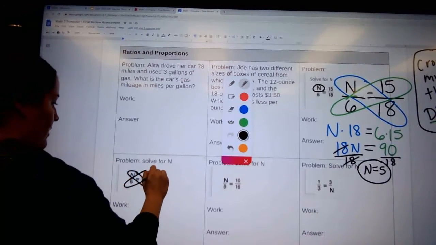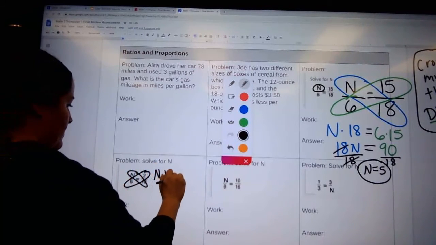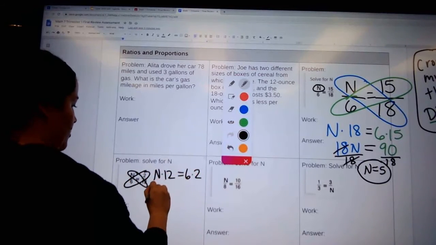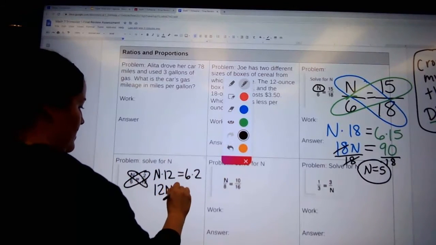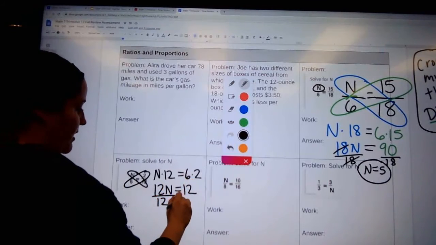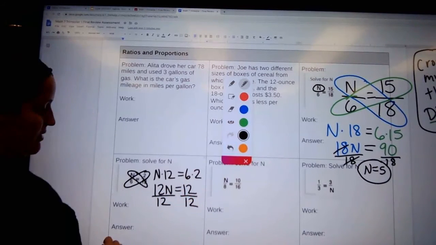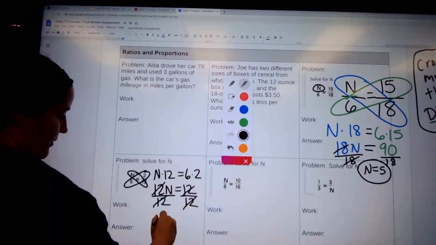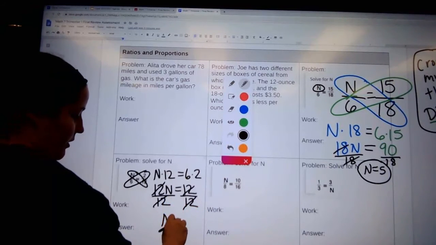So n times 12 equals 6 times 2. That's 12n equals 12. Divide both sides by 12, because whatever you do to one side, you have to do to the other. The 12's cross out. Technically, the 12's cross out there. It's not 0, though. It's 1.